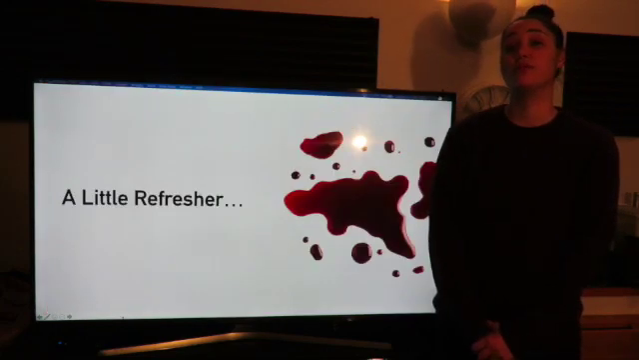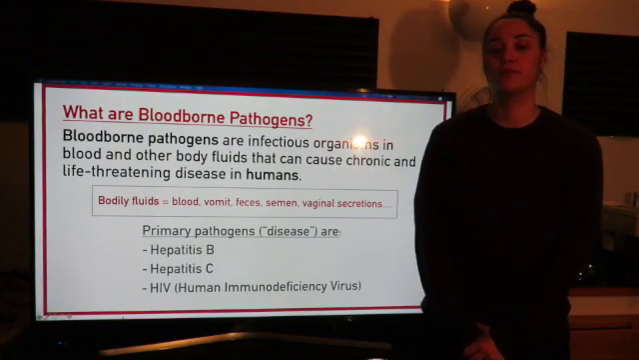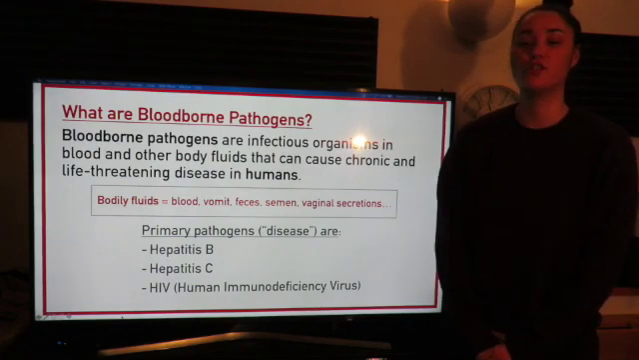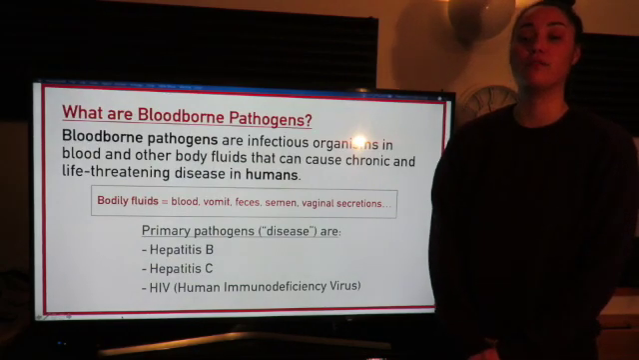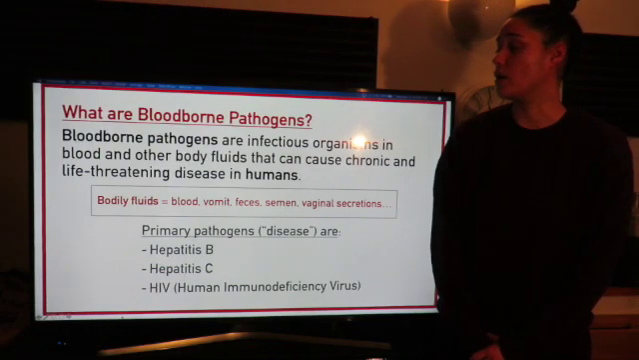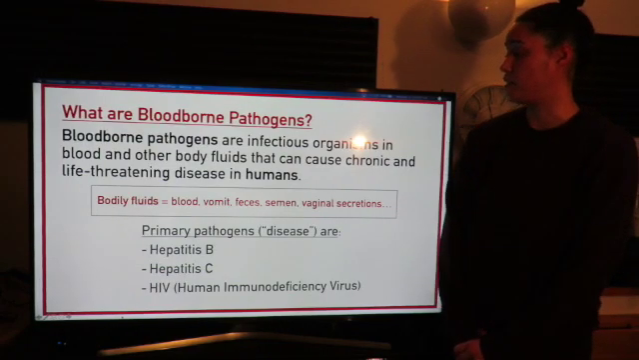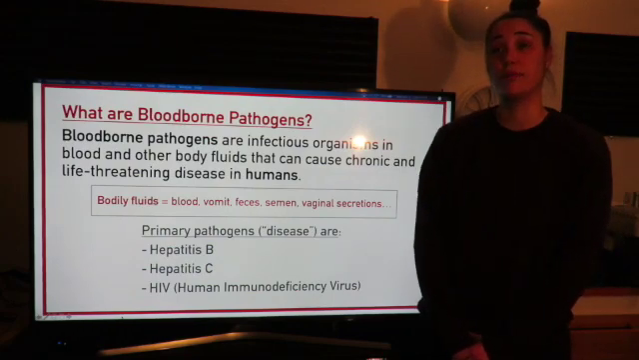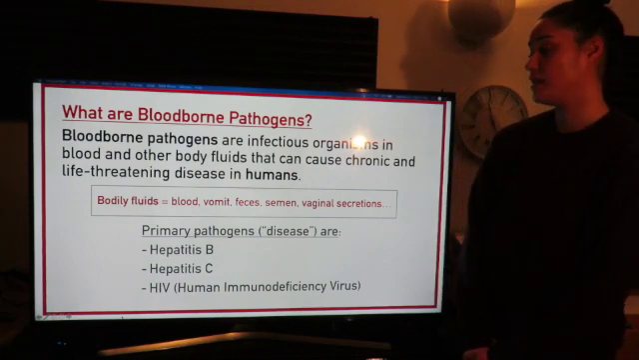Before we go into how to clean up a spill, let's go over a little refresher. Now, what are bloodborne pathogens? Bloodborne pathogens are infectious organisms in blood or other bodily fluids that can cause disease in humans. Examples of bodily fluids are blood, vomit, feces, semen, vaginal secretions. The primary pathogens that we're concerned about are hepatitis B, hepatitis C, and HIV.